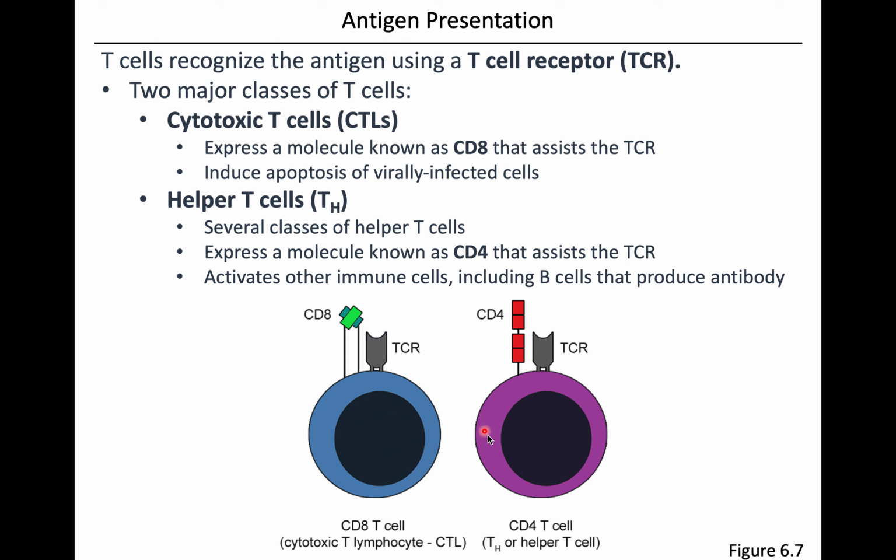And then the helper T cells, their main role is going to be to activate antibody-producing cells called the B cells. They also have T cell receptors that bind antigen, but their helper protein is called CD4. So these are CD4 T cells or helper T cells. And we'll look at how both of these work here in just a second.